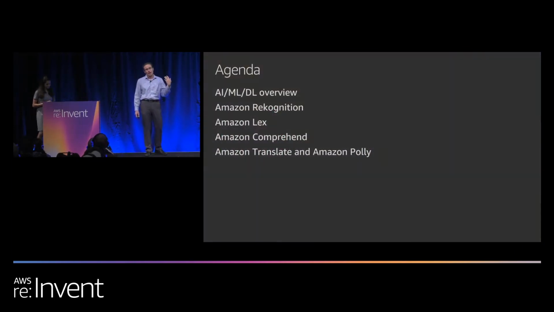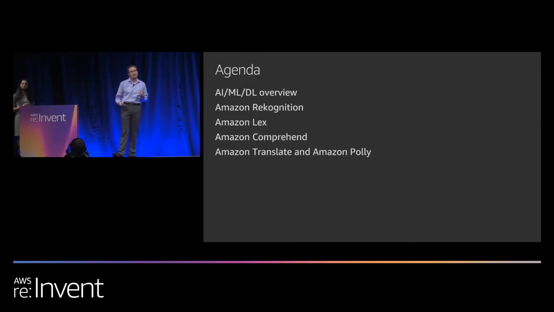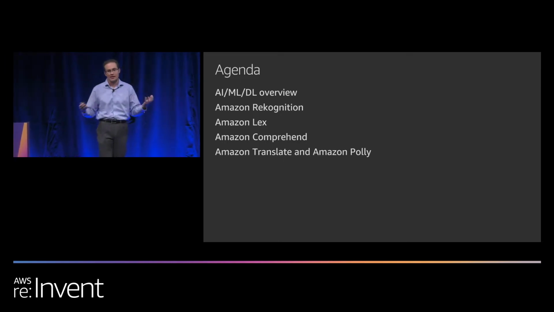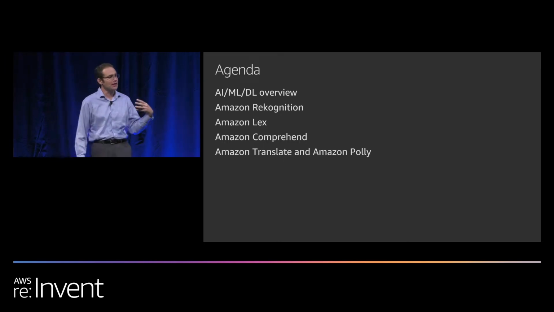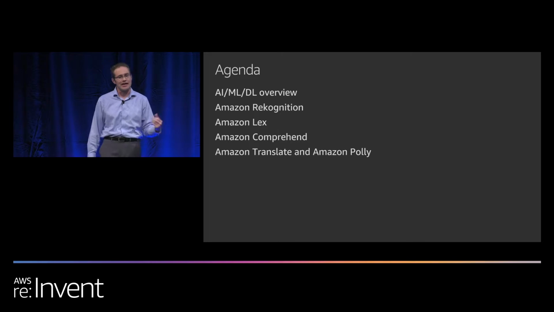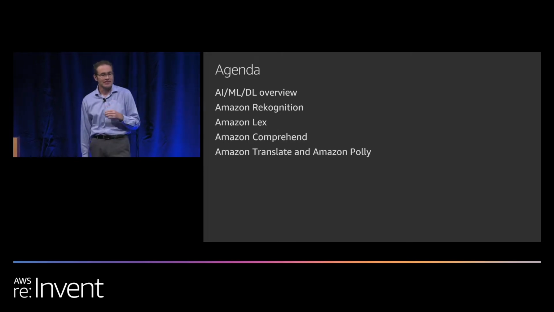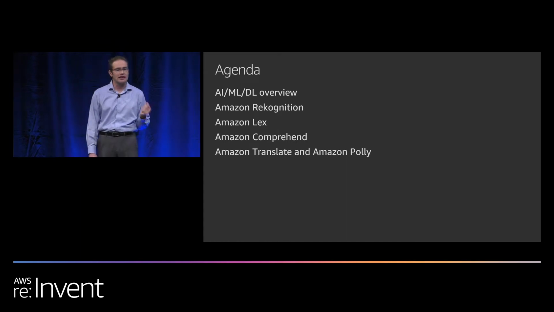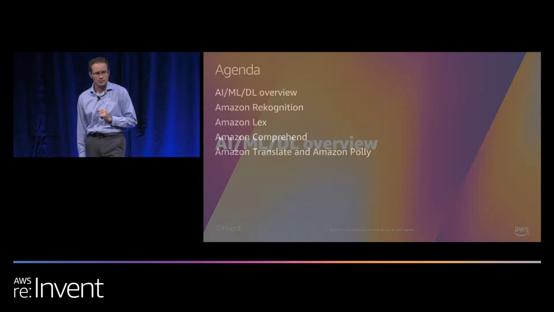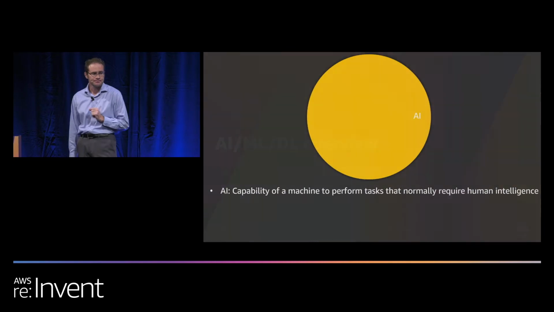So the agenda, we'll walk you through artificial intelligence, machine learning, and deep learning to give you a background of kind of what that all looks like, that ecosystem. Then we're going to deep dive into some of the deep learning-based APIs that we have: Amazon Rekognition, Amazon Lex, Amazon Comprehend, Amazon Translate, and Amazon Polly. So getting straight into it.